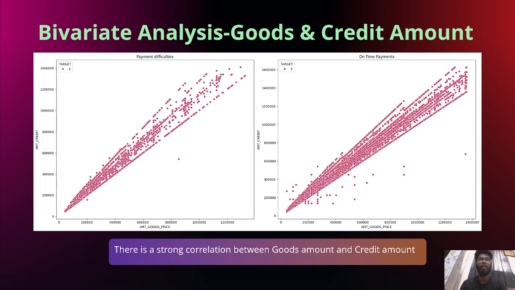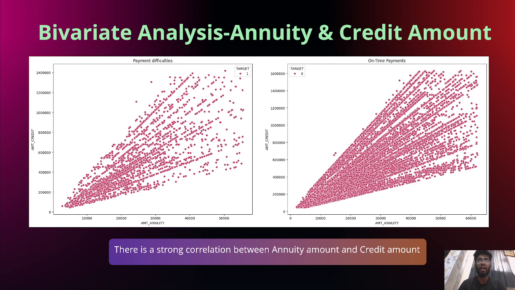Then we come to bivariate analysis. Bivariate analysis is goods and credit amount. There is a strong correlation between goods amount and credit amount. And then we have analyzed bivariate for annuity and credit amount. There is a strong correlation between annuity amount and credit amount.